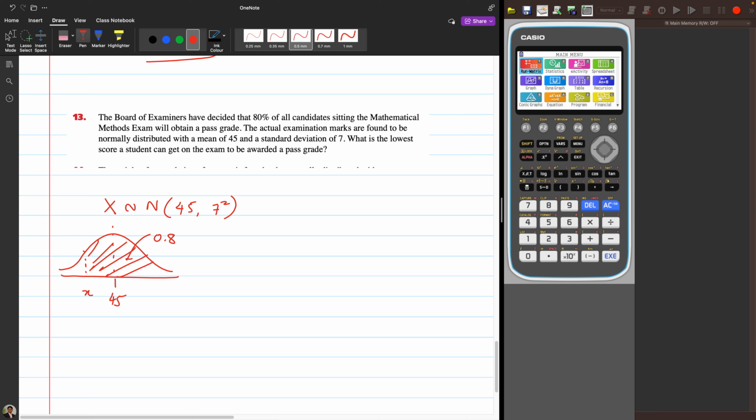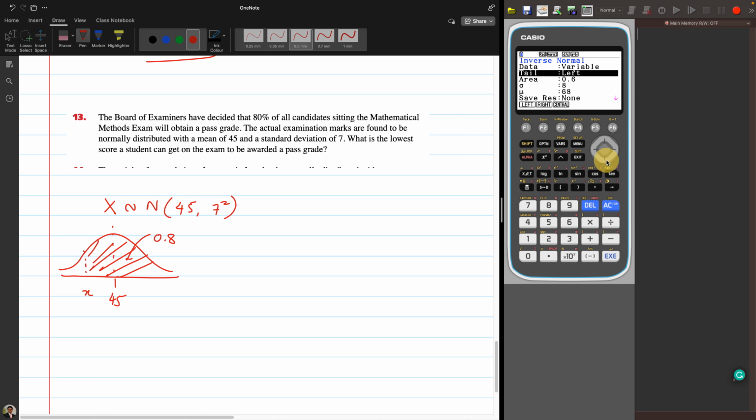So in the end, when we get our score, do we treat it as discrete or not? Not, because they are giving you a normal distribution, so you put the decimal. So statistics, exit, distribution, normal, inverse normal.